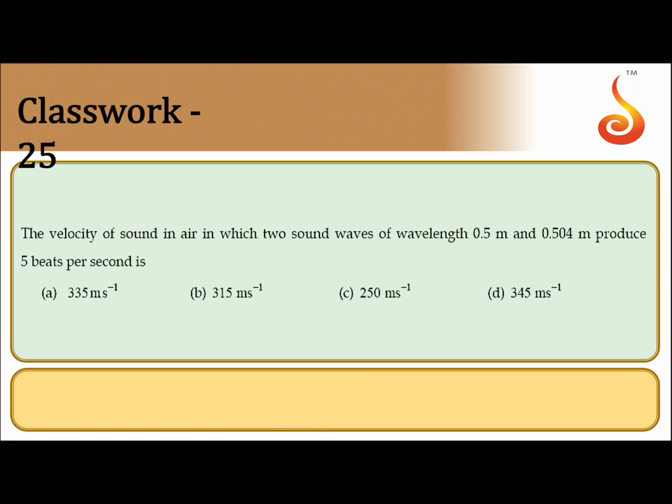Yes, moving on to the next one. The velocity of sound in air in which two sound waves of wavelength 0.5 meter and 0.504 meter produce 5 beats per second is. So there are two waves, one of 0.5 meter, the other of 0.504 meter, and they produce 5 beats per second.